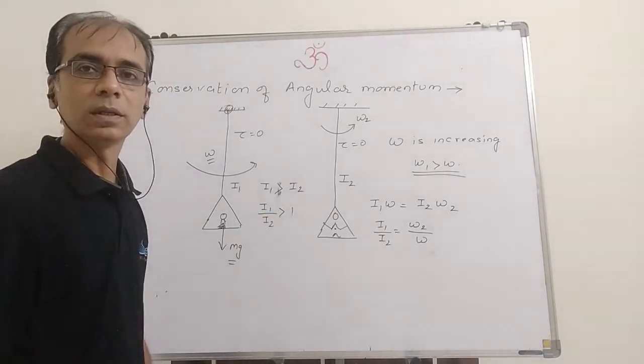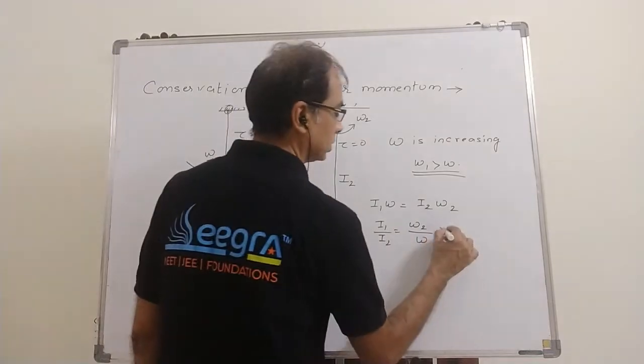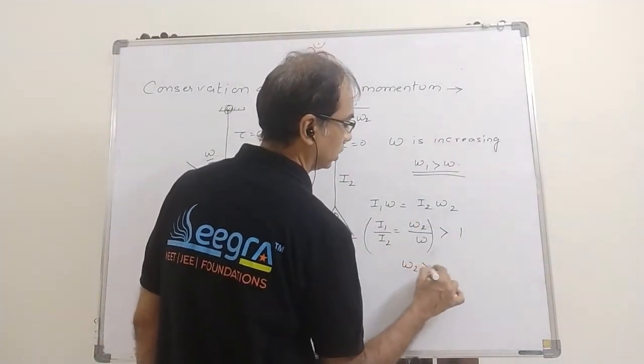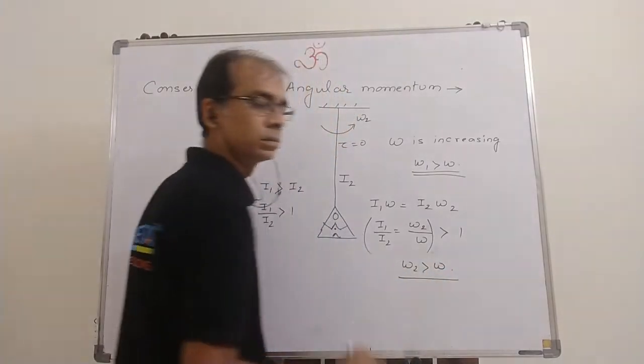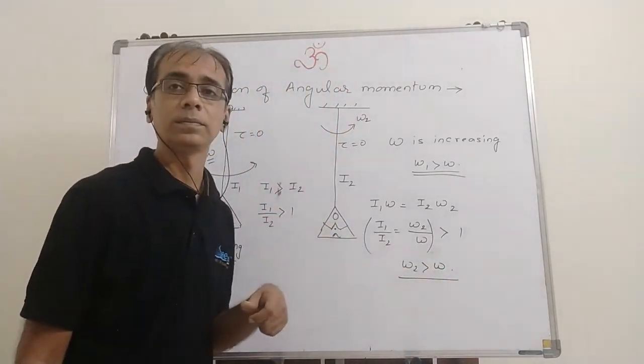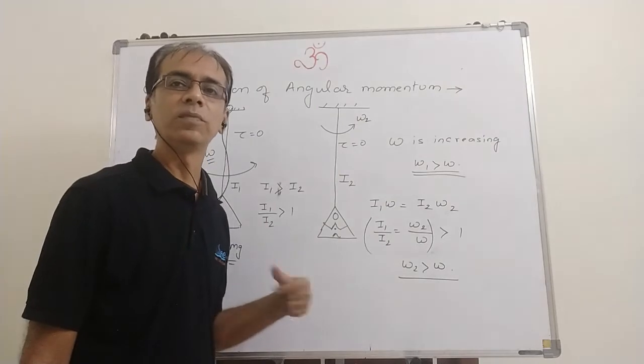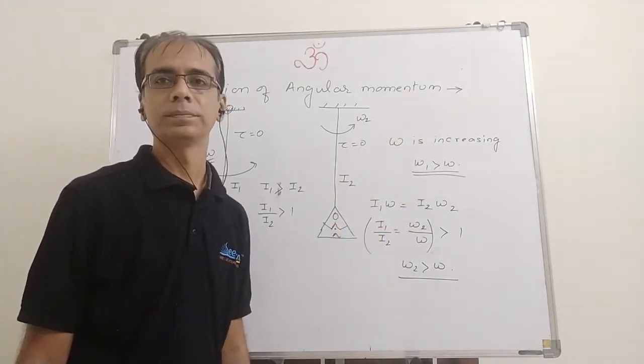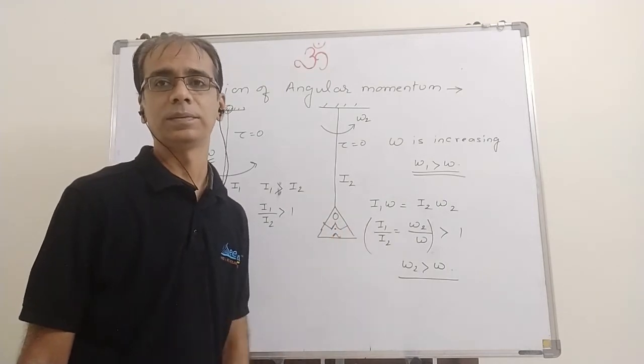I1 by I2 is greater than 1. So that means omega 2 is greater than omega 1. So your omega is increased, you become faster. And if you become faster, what will happen? You will travel more. Your kinetic energy is increased.